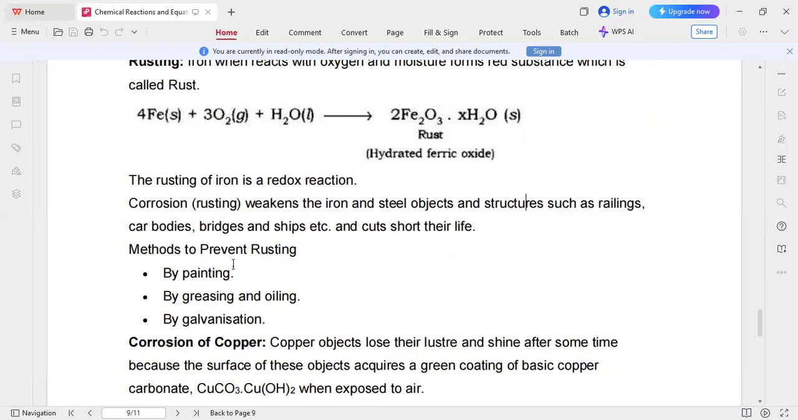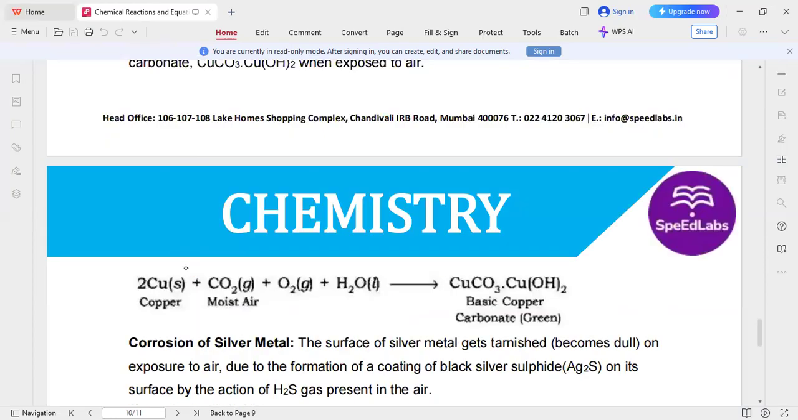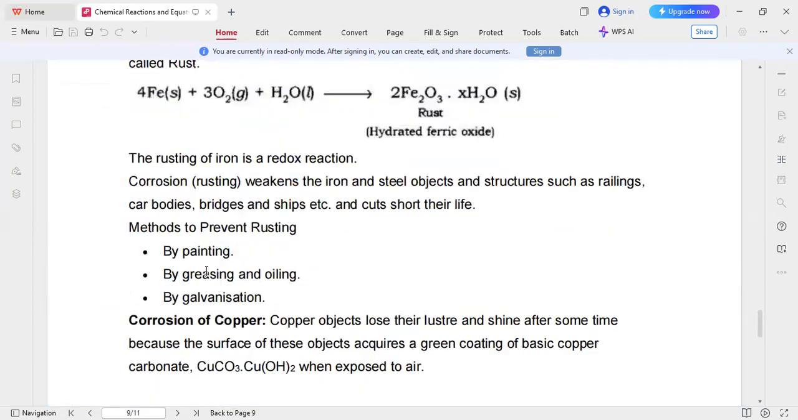How can we prevent corrosion, children? We can prevent corrosion by a few methods: first by painting, second by greasing and oiling, next by galvanization. So these are the general methods to prevent corrosion, children.